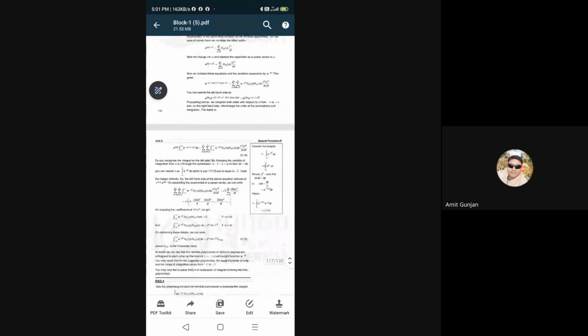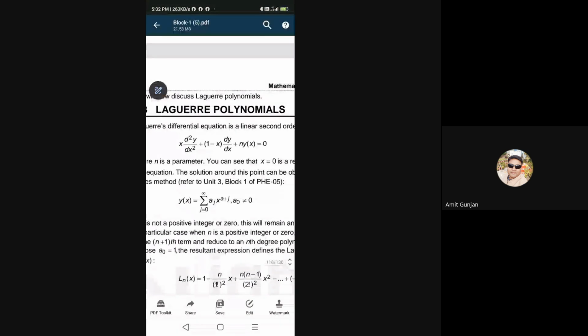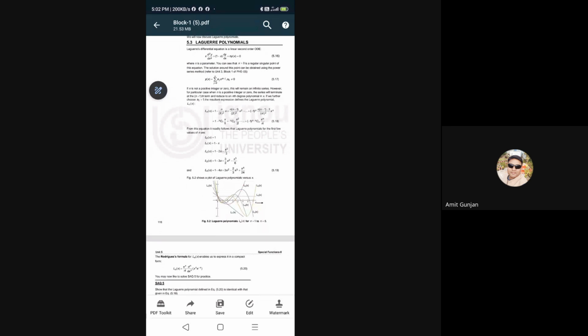Then orthogonality relation. Then your Laguerre polynomial: x d square y by dx square plus (1 minus x) dy by dx plus ny is equal to 0. And you can solve it by the same method, power series, by having y dash, y double dash, and then your initial equation and recursion equation, and from that case 1 and 2, and so on and so forth, and solve this.